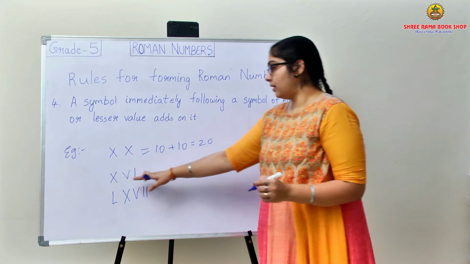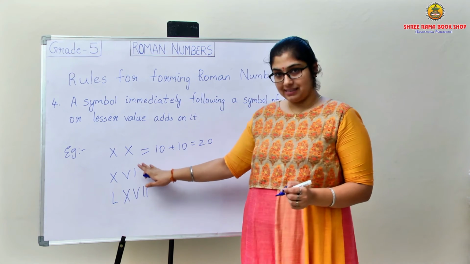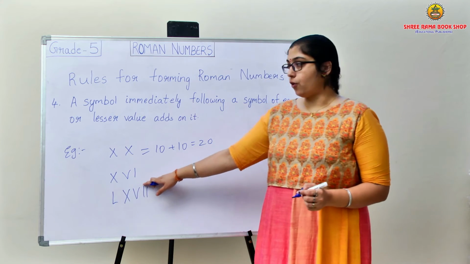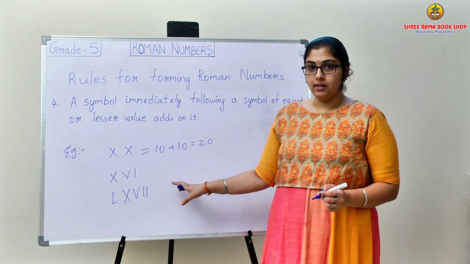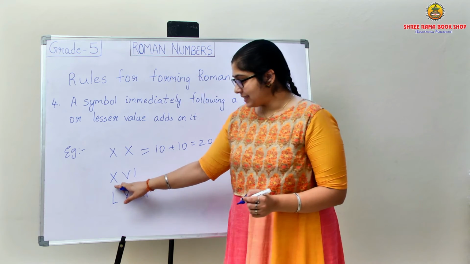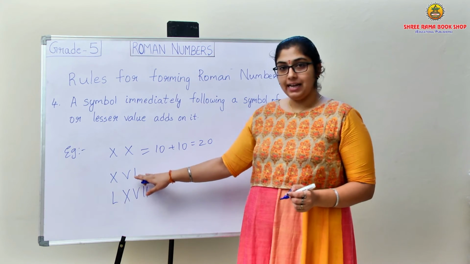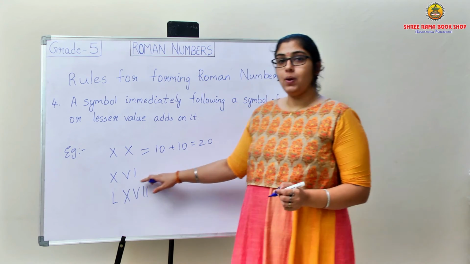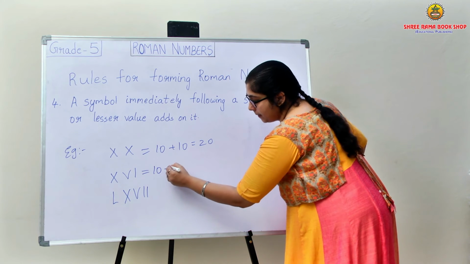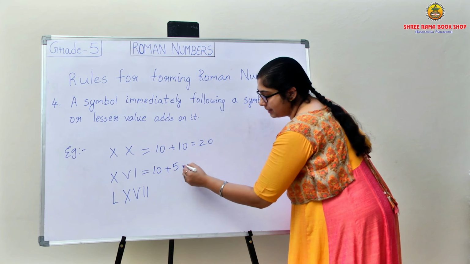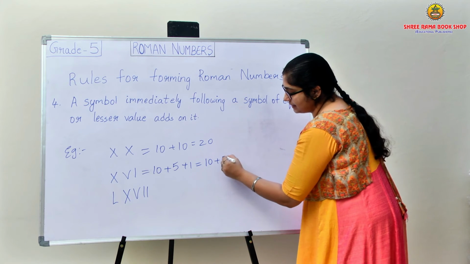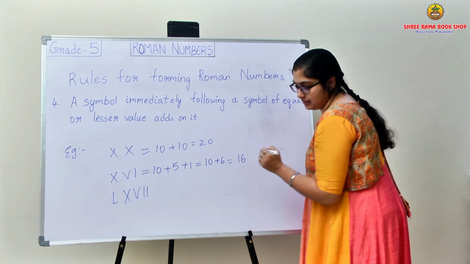So here, in this example, it is XVI. The symbols which are following immediately are not equal symbols, they are lesser value symbols. X is immediately followed by V and I. So what I need to do is add the symbols. X is 10 plus V is 5 plus I is 1. So I get the answer as 10 plus 6, which is 16.